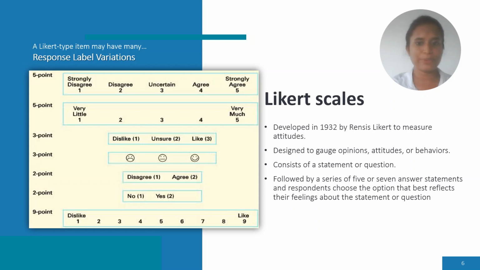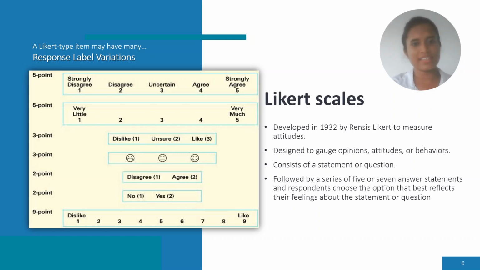Then let's move to the other main types of scales as described in the first slide. Those are the Likert scale, semantic differential scale and Stapel scale. A Likert type item may have many response label variations like in the slide. There are many variations, you can identify those.